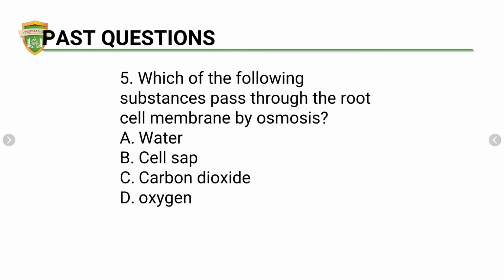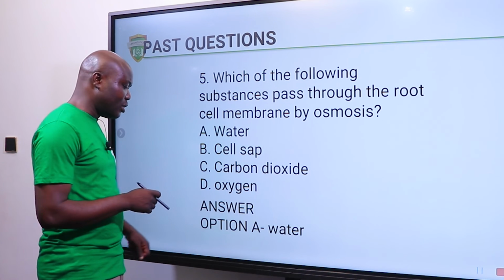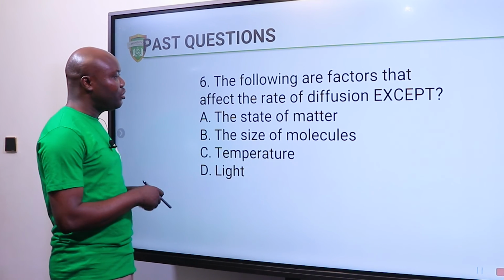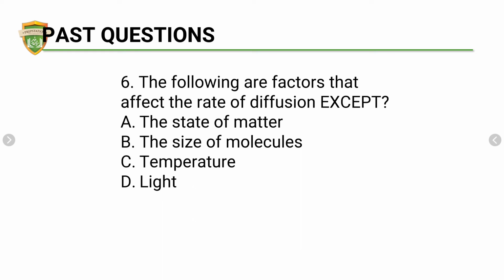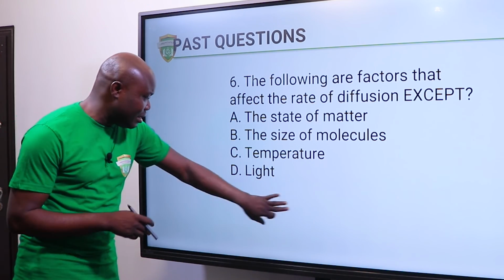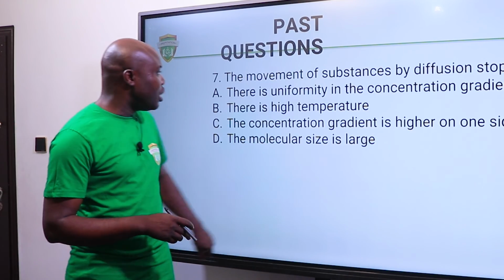Now, number 5. Which of the following substances pass through the root cell membrane by osmosis? We have water, we have cell sap, we have carbon dioxide, we have oxygen. This is very simple. So what will be the answer? Our answer is water. Okay. Now, question 6. The following are factors that affect the rate of diffusion except, I told you, we did that. What are the factors that affect the rate of diffusion? The state of matter is there, the size of the molecule is there, we have temperature too, but light doesn't really have any effect on diffusion. So our answer is D. Okay, yeah, that's good. So let's move on.